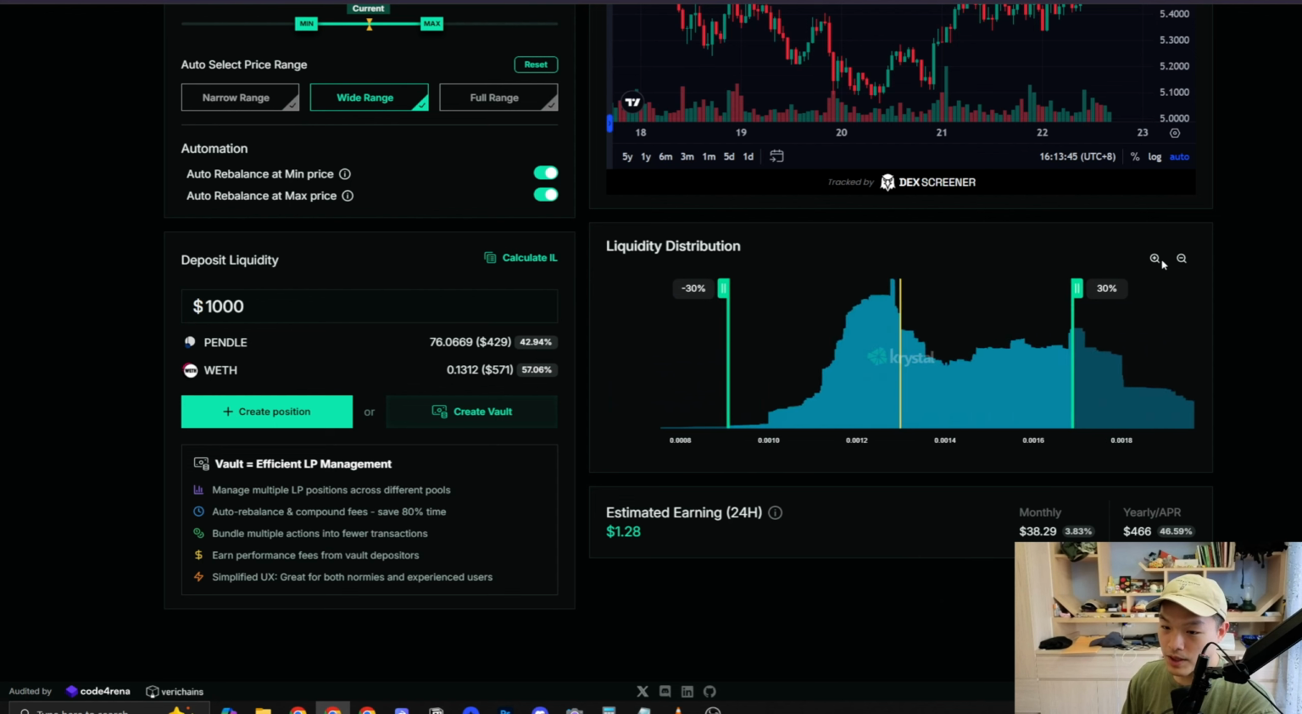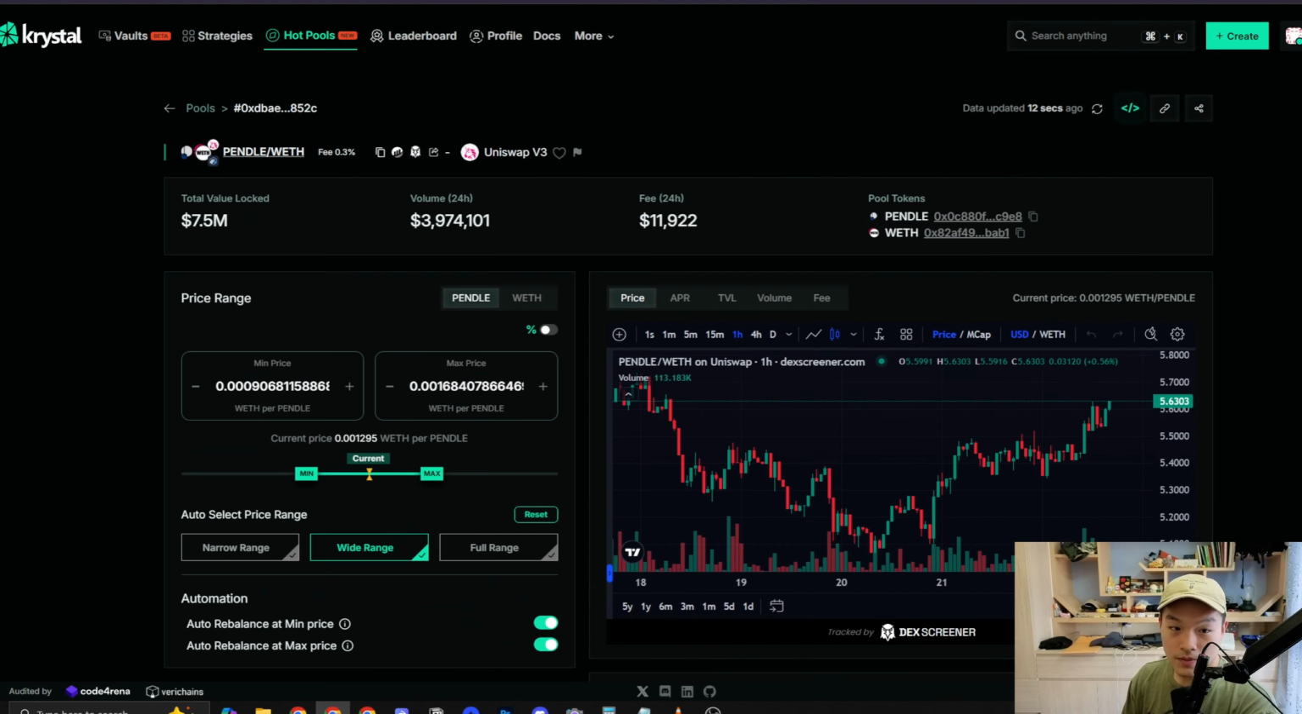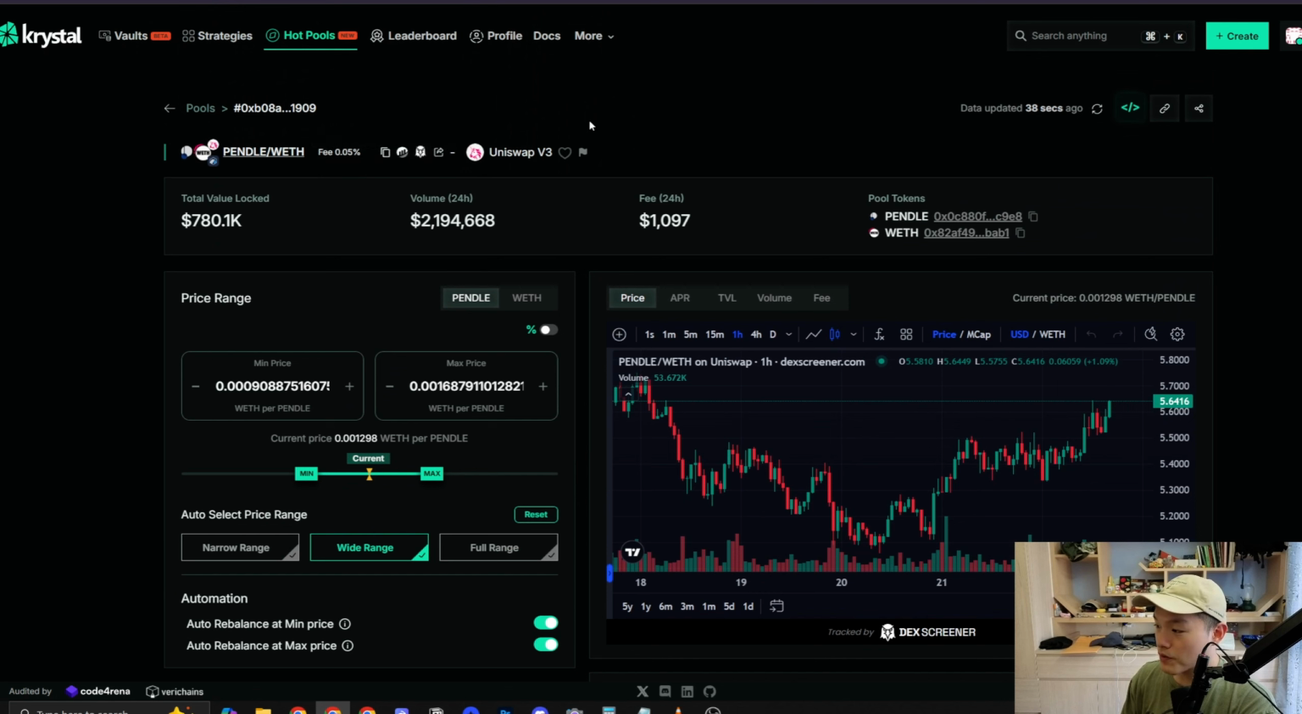Because if I zoom out, you guys would actually see that it also has like a tall mountain shape, right? But because the price currently is not trading at the peak, the APR of this pool is higher. So if I enter right now, this pool would be the better pool. Compared to this 0.3% fee tier pool, this 0.05% currently would have a higher APR, right?